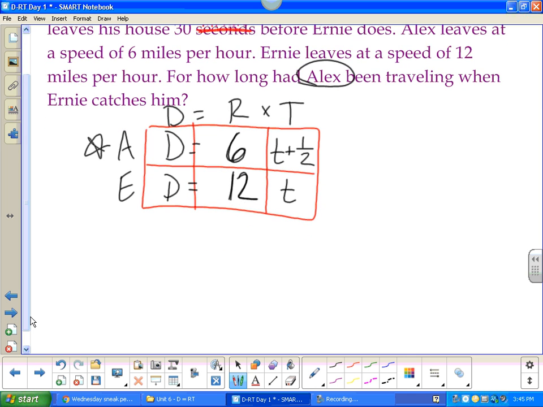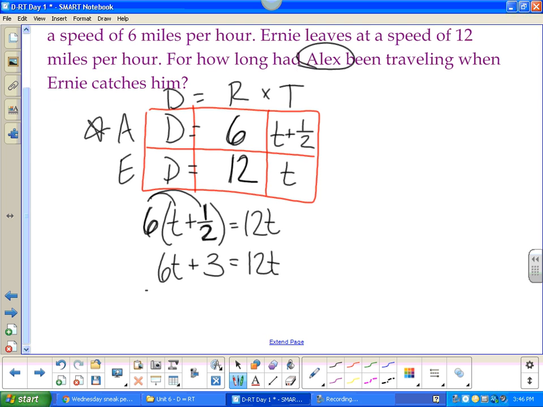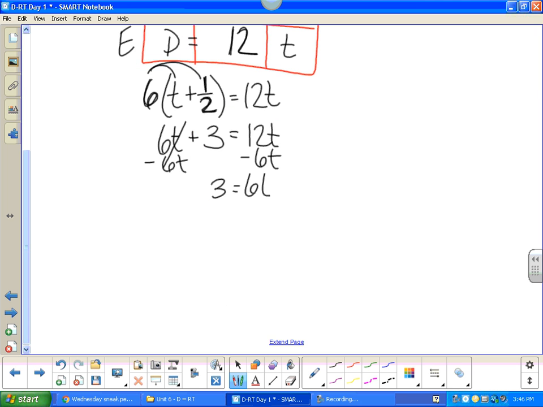Okay, so now I'm going to set them equal to each other because I want to know when Ernie catches him. So 6 times t plus 1/2 equals 12t. Distribute. Okay, to do 6 times 1/2, most of you can just look at that and know that it's a 3, but you can use my trick and go 2 into 6 goes 3 times, and 3 times 1 is 3. So no big deal. And then I'm going to subtract the 6t.